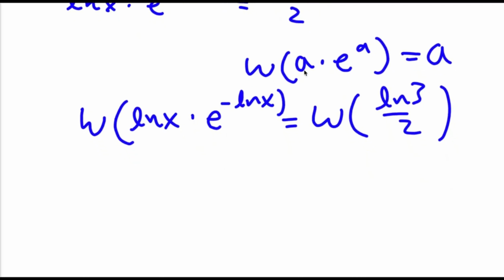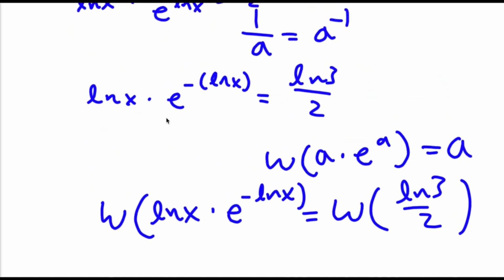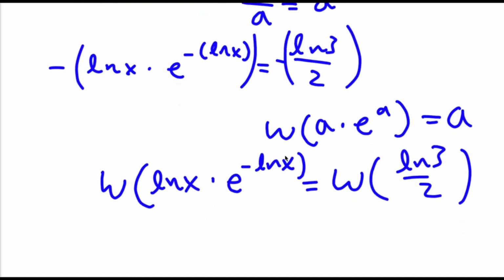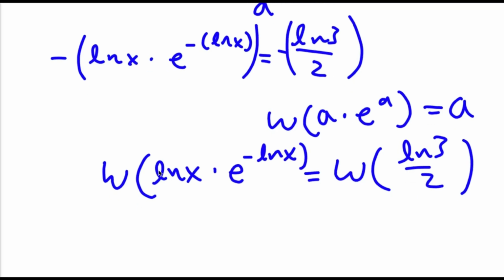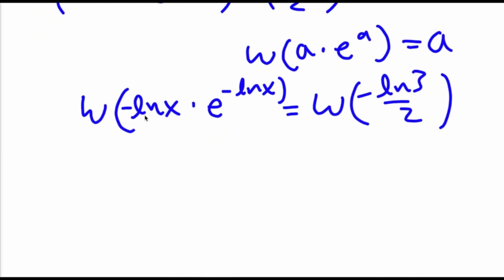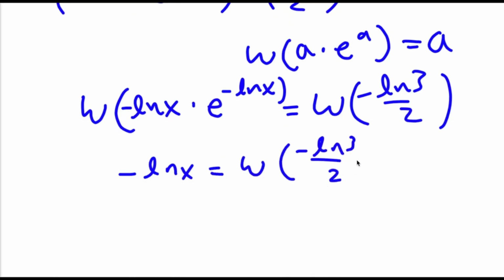And now remember, if I have W of a times e to the power of a, this is equal to a. So actually, before doing this, I'm going to have to multiply both sides by negative 1, because both a's have to be the same. In this case, a is negative ln x. So now this is negative ln 3 over 2, and this is negative ln x. And now, the W of this is simply equal to negative ln x, which is equal to the W of negative ln 3 over 2.